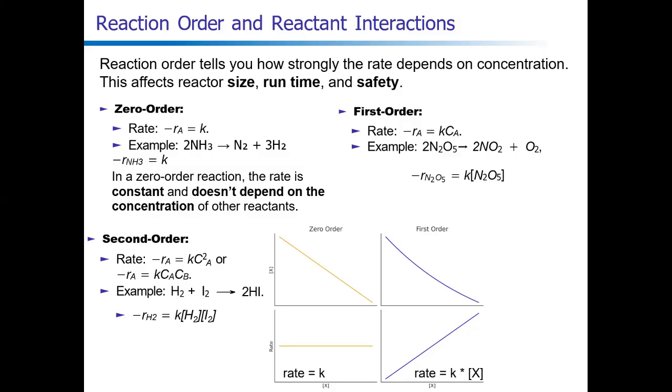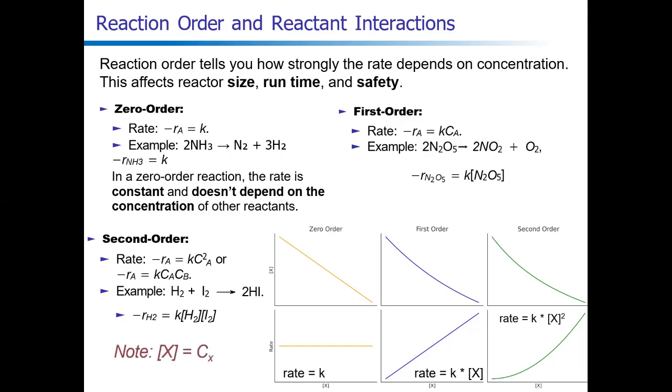In this example reaction, hydrogen plus iodine goes to hydrogen iodide. The reaction rate depends on both hydrogen and iodine concentrations. Thus, negative R of hydrogen is equal to the rate constant multiplied by the concentration of hydrogen multiplied by the concentration of iodine. You can see the concentration decreases even more gradually here, and the rate increases non-linearly. The curves get steeper as concentration rises because the rate is proportional to the concentration of the reactant squared.